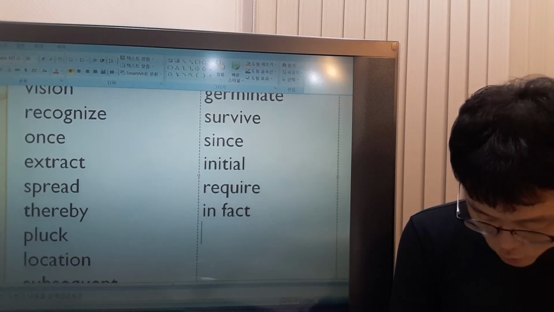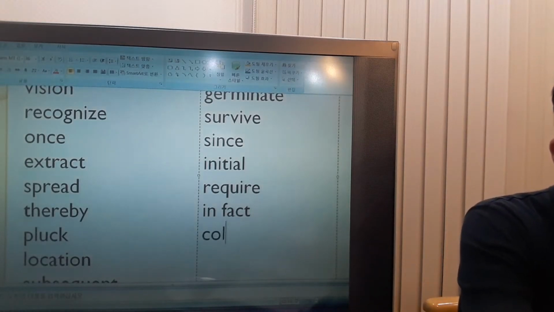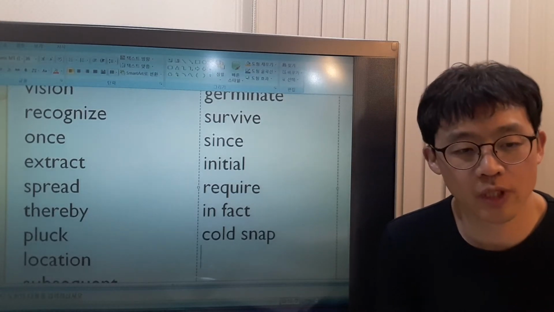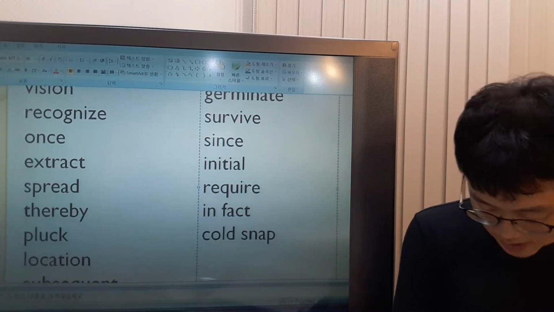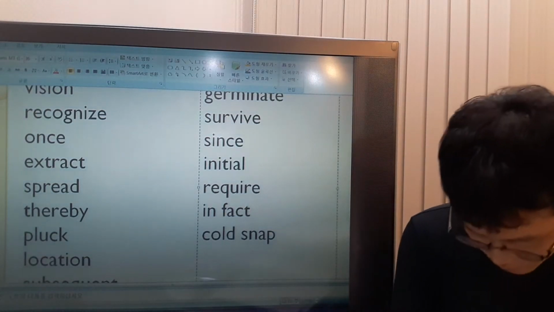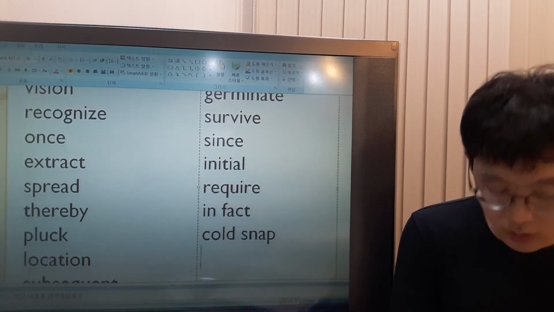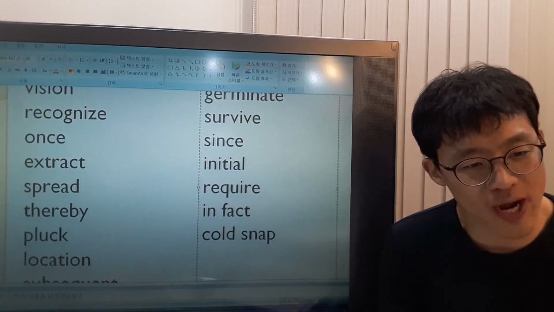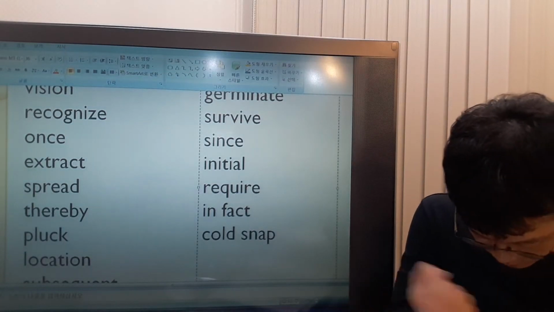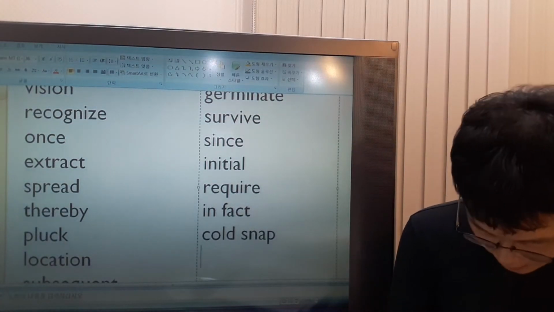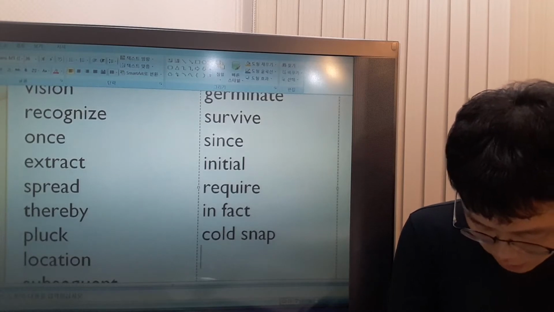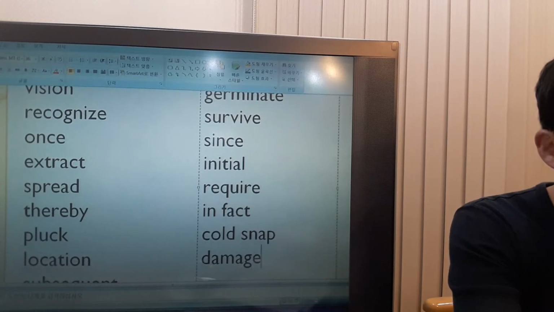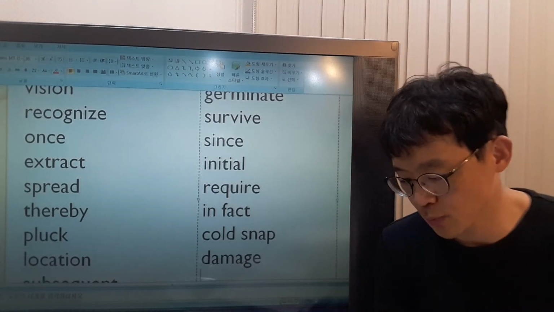Sometimes cold snaps in spring. What's a cold snap? Cold snap is a short period of cold or icy weather. Cold snaps in spring. Hold on. What does snap mean? Snap means breaking suddenly with a sharp cracking noise. Snap. So it means short. In spring may damage or even kill newly growing seeds. May damage. What does that mean? Damage means to break or spoil something.